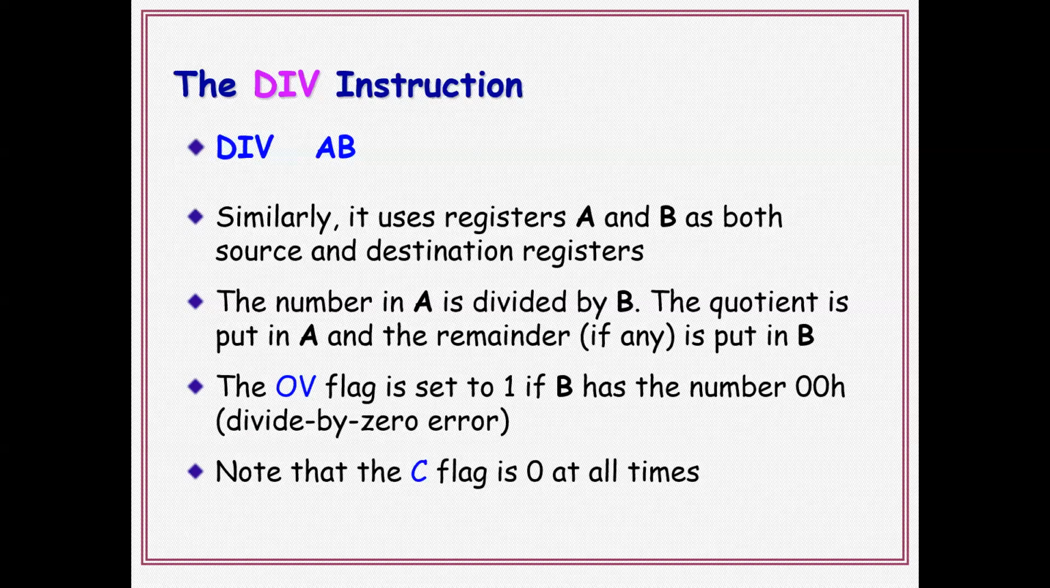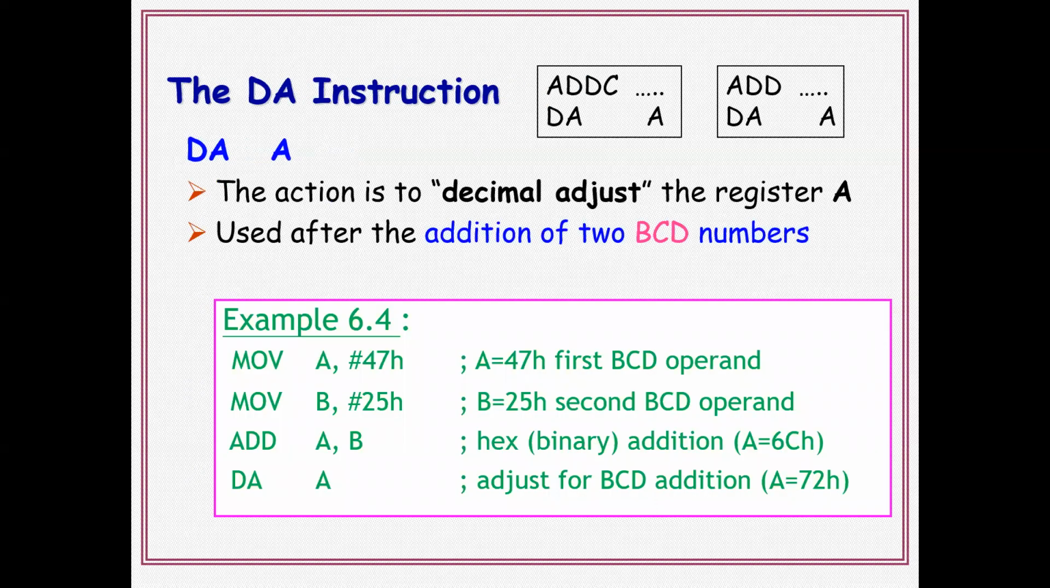That indicates an overflow error, called a divide overflow error. Note that in this case also the carry flag is 0 at all times. And the next instruction is decimal adjustment. Decimal adjustment is represented by DA. The action is to decimal adjust register A, and it is used after the addition of two BCD numbers.